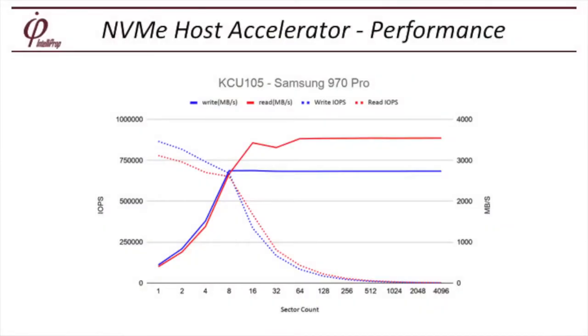Here's a graph showing the write performance and read performance of the NVMe Host Accelerator IP core. As you can see, the write performance is about 2,700 megabytes per second, and the read performance is about 3,550 megabytes per second. These numbers are in line with the SSD manufacturer stated performance metrics.